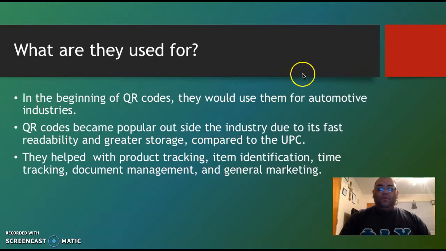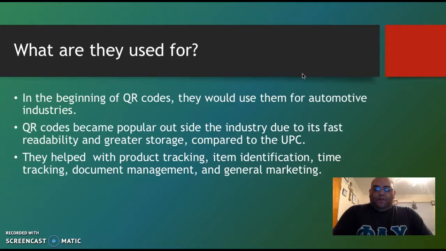What are they used for? Well, in the beginning, QR codes came from the automotive industry in Japan. They became popular outside the industry due to their fast readability and greater storage compared to the UPC, which, as stated before, is the 1D barcode.